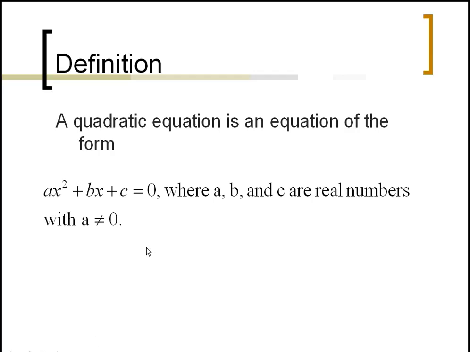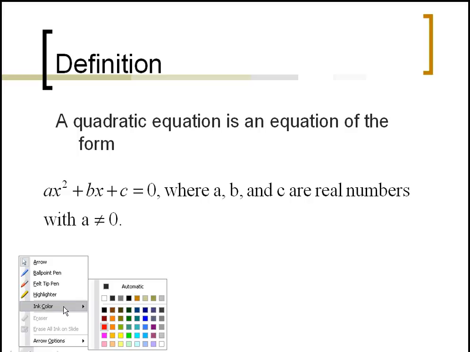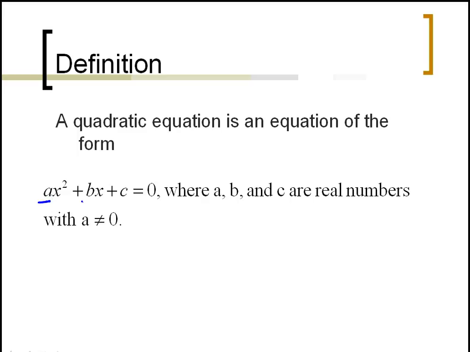First, let's review what a quadratic equation is. It is an equation of the form ax squared plus bx plus c is equal to 0, where a, b, and c are real numbers and a can't be 0. If a was 0, the square term would go out and it would be a linear equation, not a quadratic equation. So a quadratic equation is an equation whose highest power on the variable is 2. This form, ax squared plus bx plus c equals 0, is referred to as the standard form of a quadratic equation.